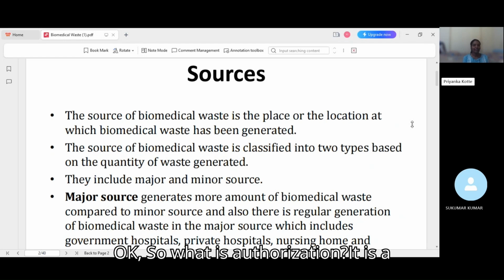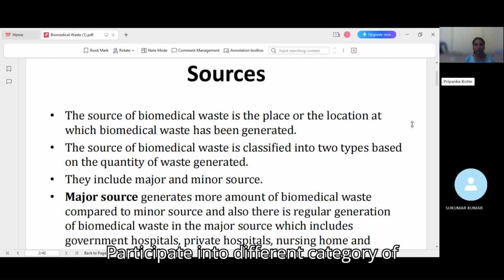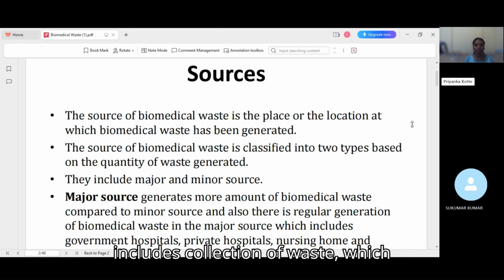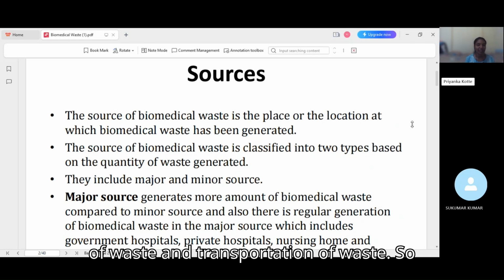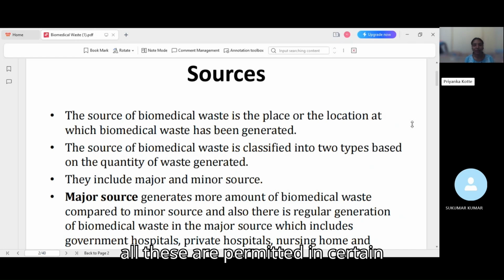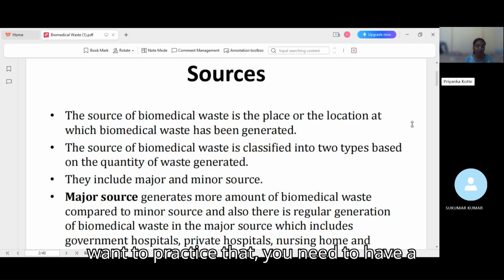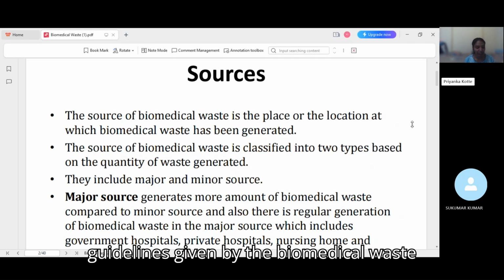So what is authorization? It is a permission, a grant, where we can participate in different categories of the biomedical waste management process, which includes collection of waste, reception of waste, storage of waste, and transportation of waste. So all these are permitted in certain hospitals or certain clinics. If you want to practice that, you need to have a permission according to the guidelines given by the biomedical waste management rules.